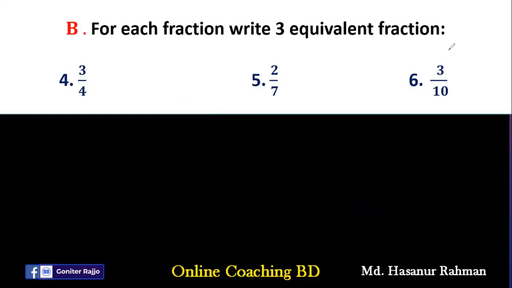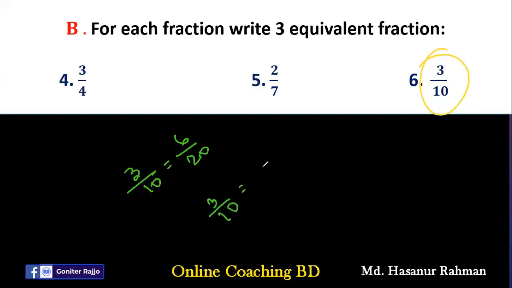Similarly, if we want to solve the last question, number 6, then how can we solve it? 3 by 10. We can multiply this fraction by 2. That means 3 2s are 6 by 20. We can multiply this fraction by 3. Then we'll get 3 3s are 9, 3 10s are 30. We can multiply this 3 by 10 by 4. So 4 3s are 12 and 4 10s are 40. So we can say 6 by 20, 9 by 30, and 12 by 40 are equivalent fractions of 3 by 10. Very simple.